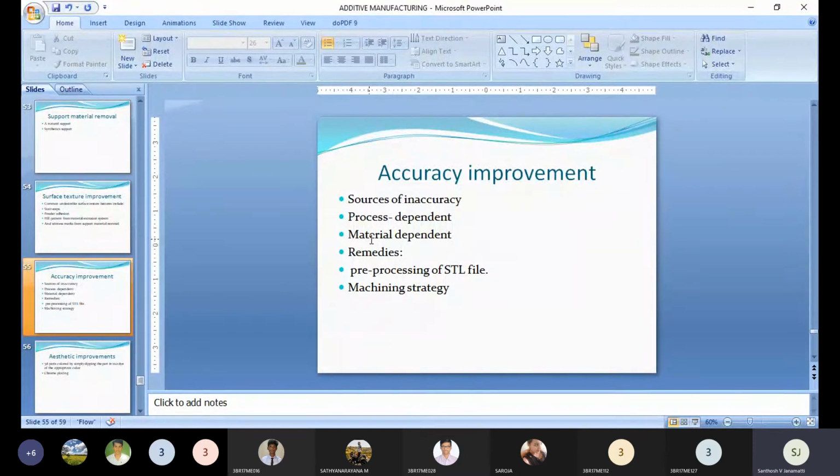So what I'm saying here is, the sources of inaccuracy have two major reasons. One is the process: how we are controlling, maintaining and monitoring the process, the way we can produce a quality product. And second, the selection of material is very important. Before starting our AM process, we need to check twice the quality of the material, what kind of material it is. Based on that, we must have basic knowledge about the material.